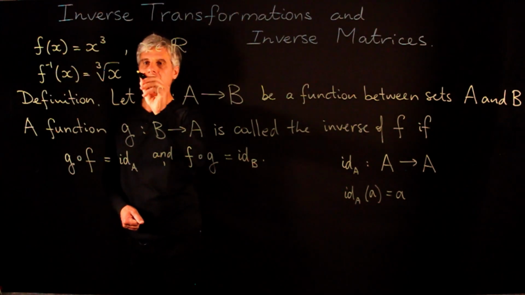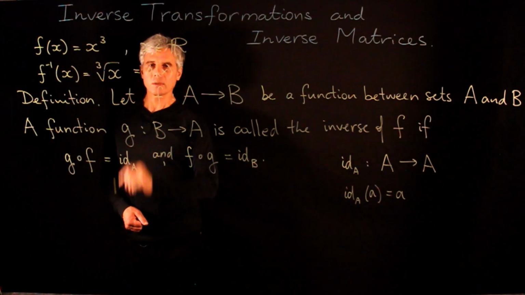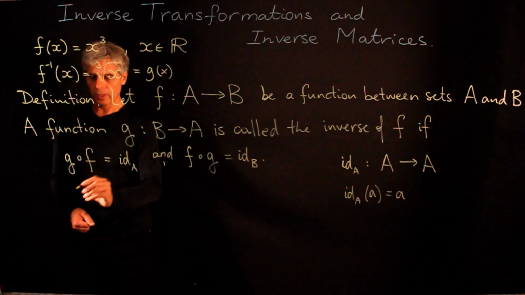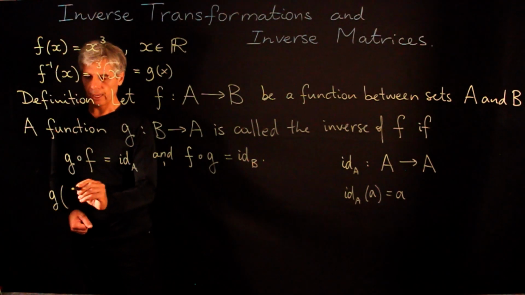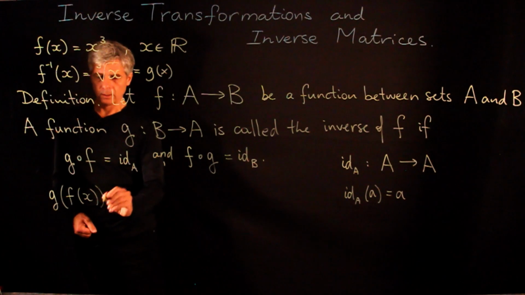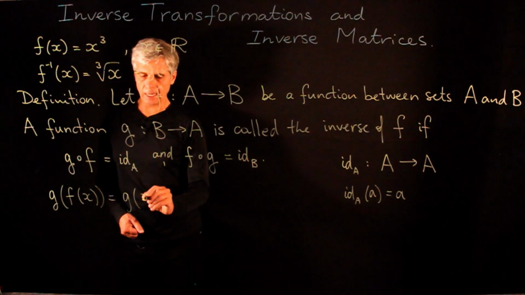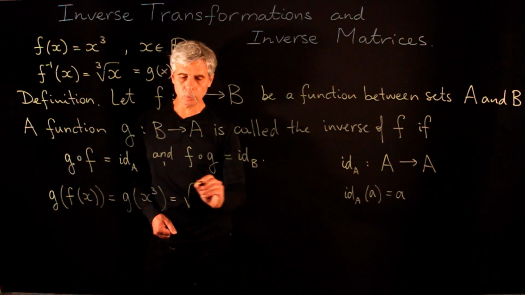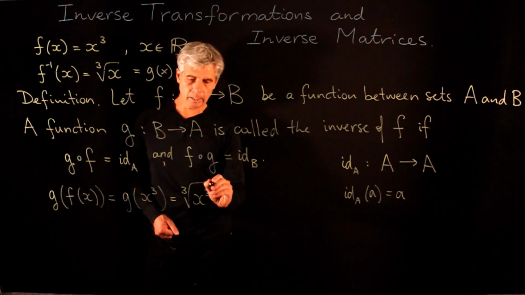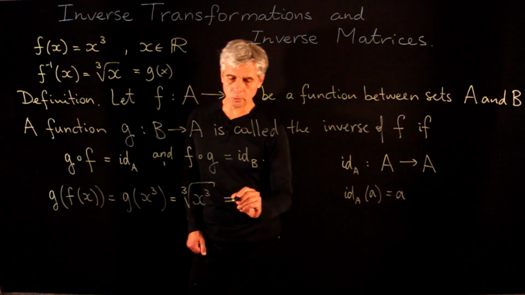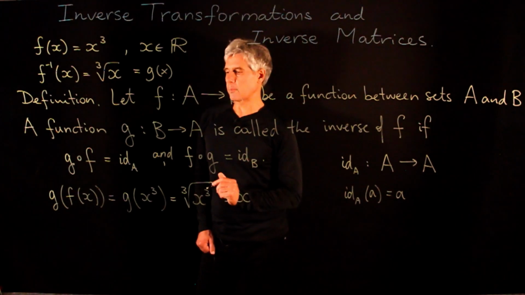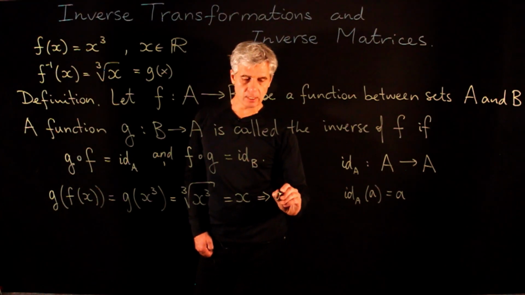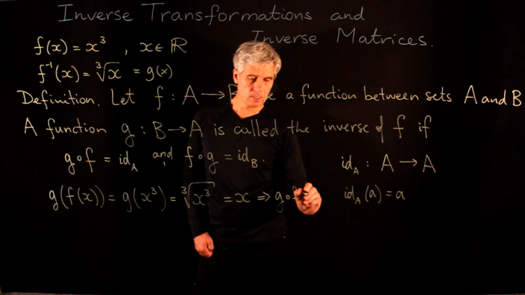Right, so this is f of x and this is our g of x. So now let us see what is the composition g with f. So this is g of f of x. So this is g of x cubed. And so this is cube root of x cubed. And we know that the cube root of x cubed is equal to x for all real numbers x. So this tells us that g composed with f is identity.